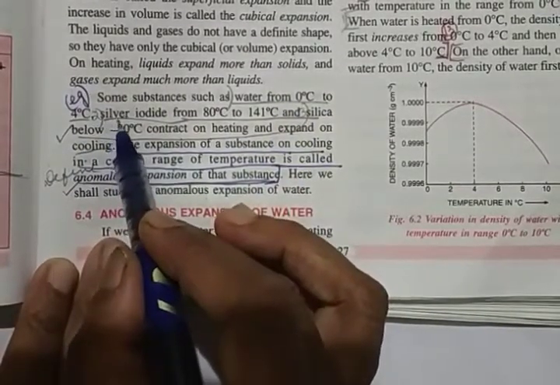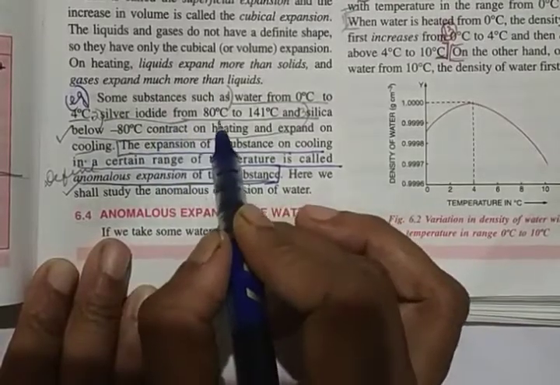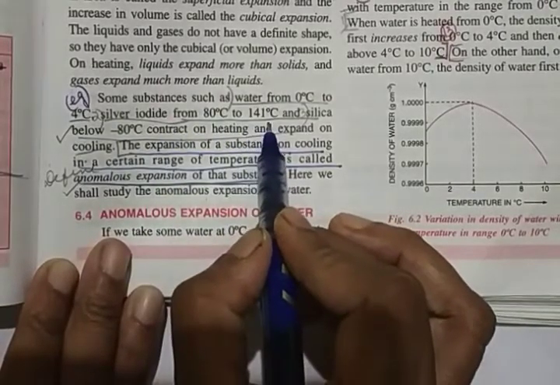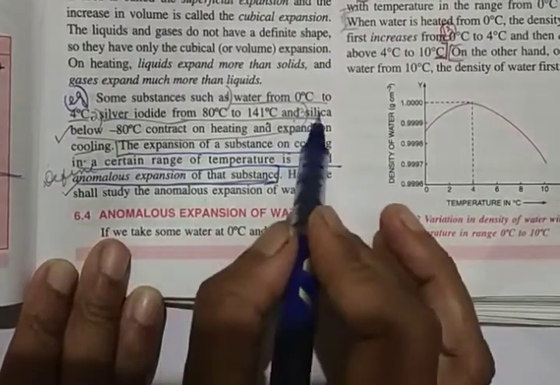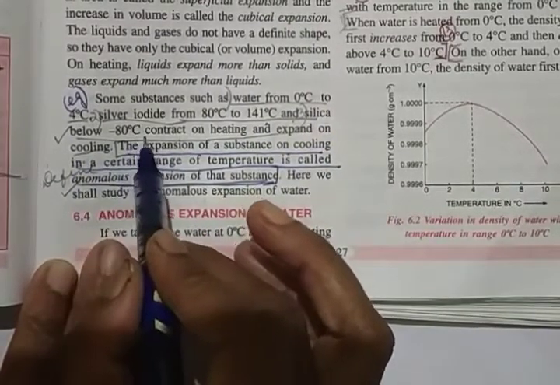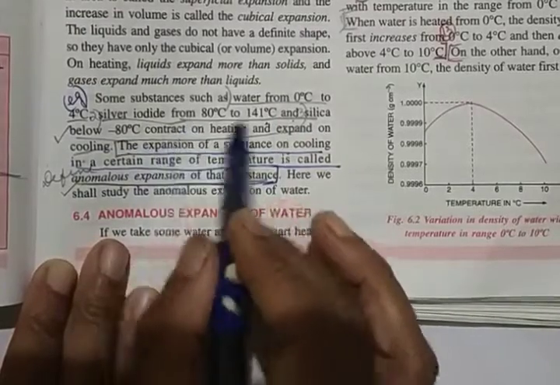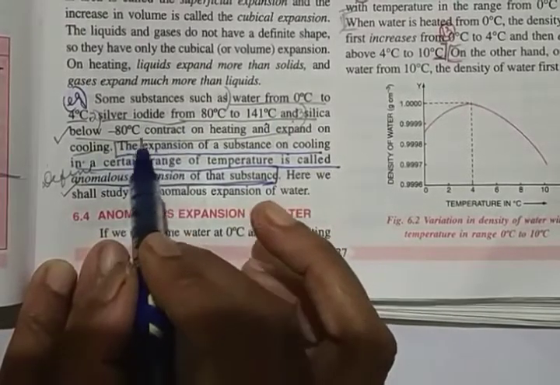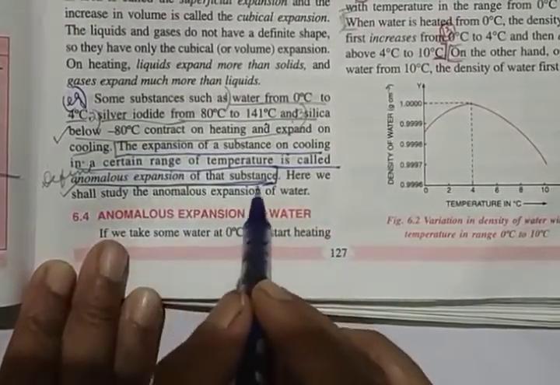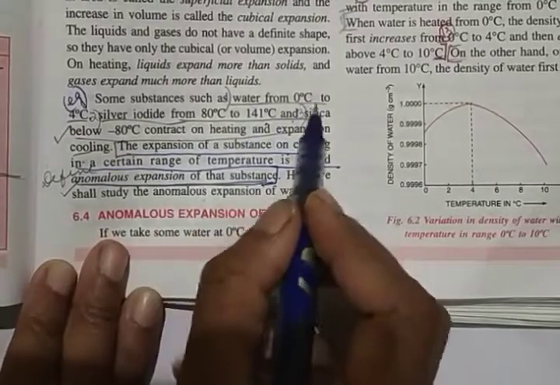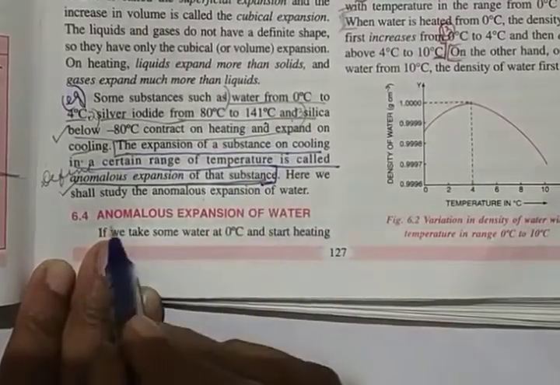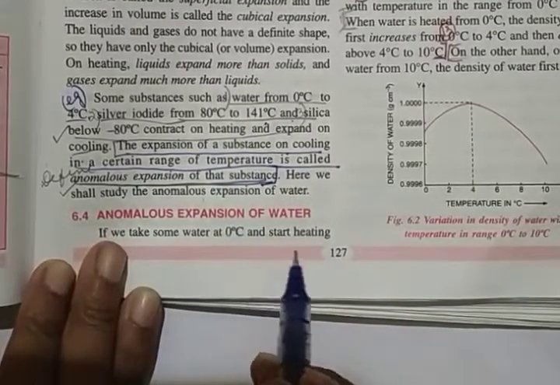Then second example, silver iodide from 80 degrees Celsius to 141 degrees Celsius. And third example, silica below minus 80 degree Celsius. These three are examples of anomalous expansion of a substance. Now, in this chapter, we are going to focus only on anomalous expansion of water. So, the next heading is anomalous expansion of water.